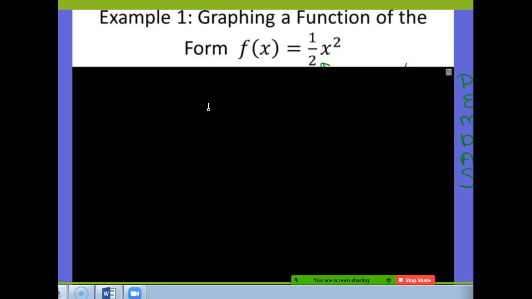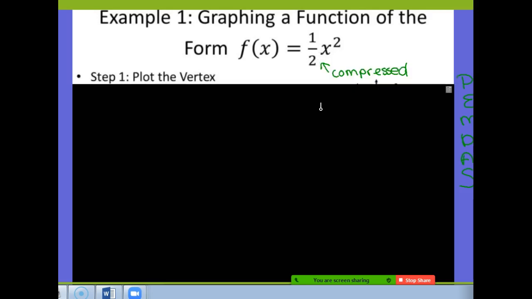So we want to graph a function of the form f of x equals 1/2 x squared. Just like previously, a 1/2 as an a value is going to compress my graph. So a values between 0 and 1 compress our graphs. A values greater than 1 will stretch our graphs. So again, the same as the rules for an absolute value.